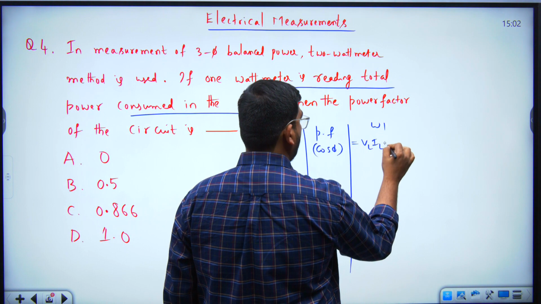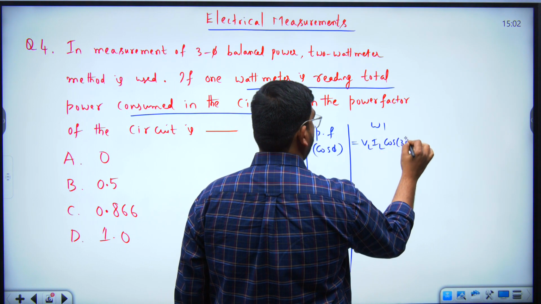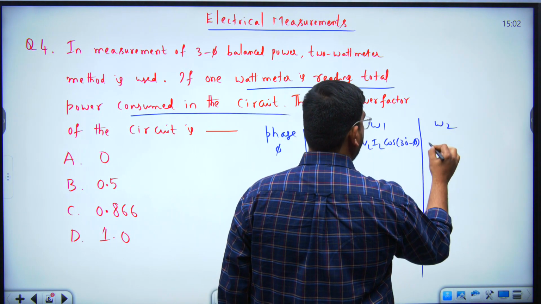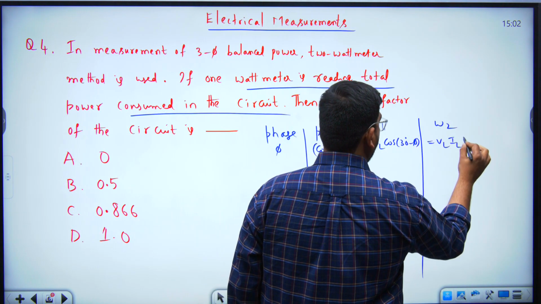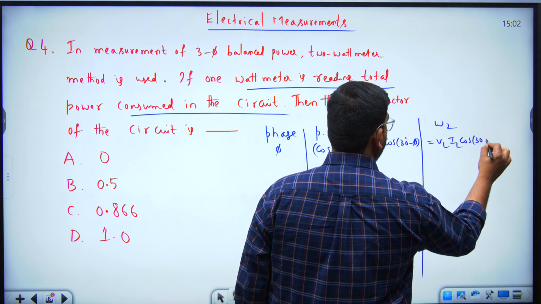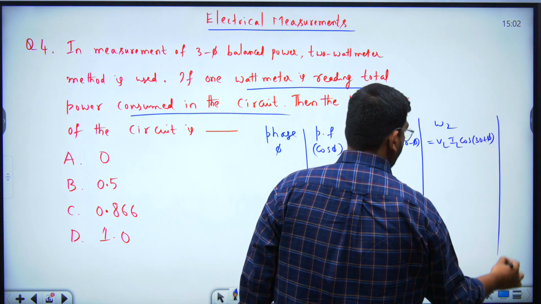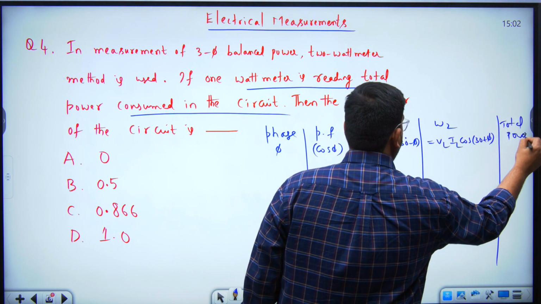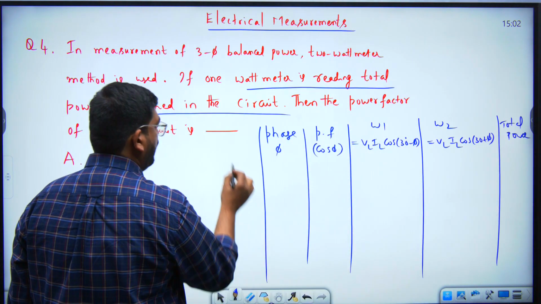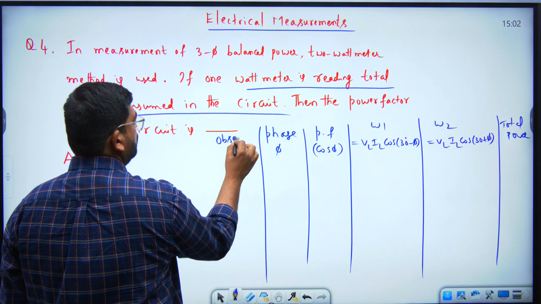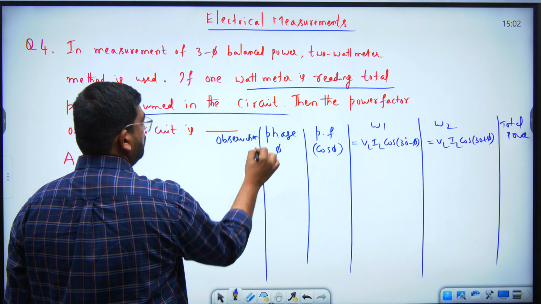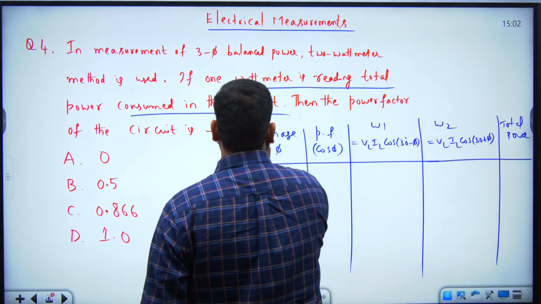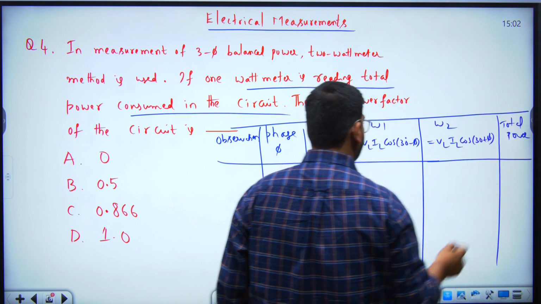VL IL cos of (30 minus phi) is one wattmeter reading, and the other wattmeter reading is VL IL cos of (30 plus phi). We add them to get the total power, and any observation we write in this column. This is really useful from an exam point of view. This table is enough to answer questions from the two wattmeter method.